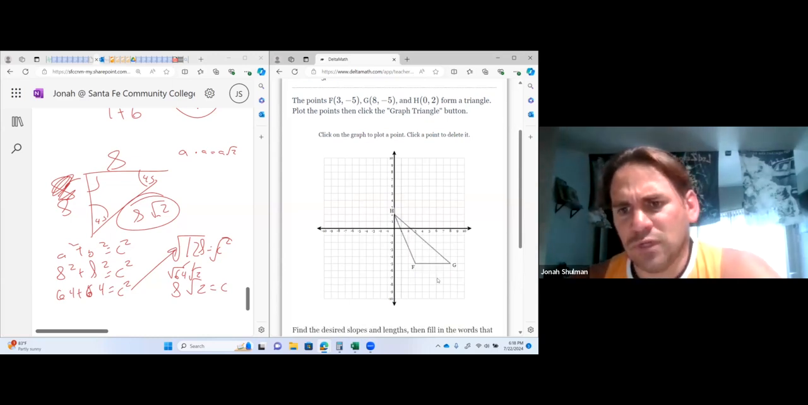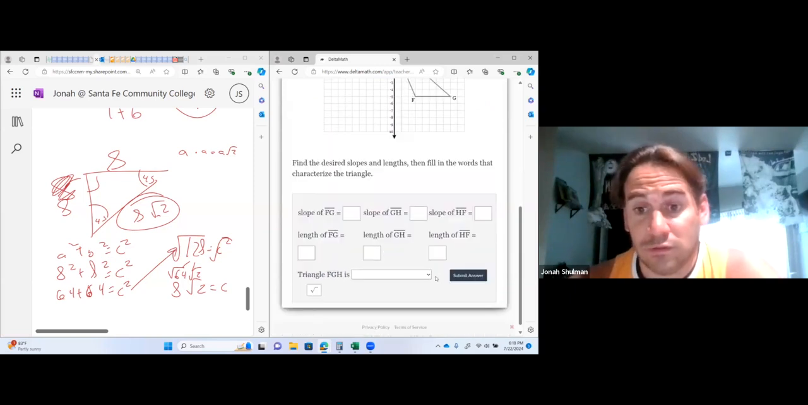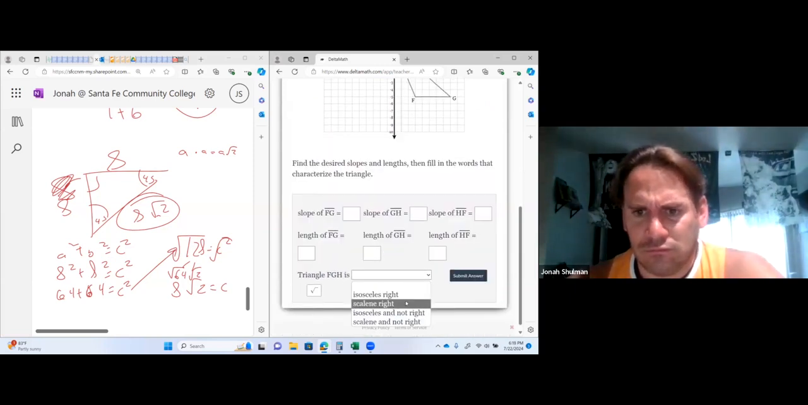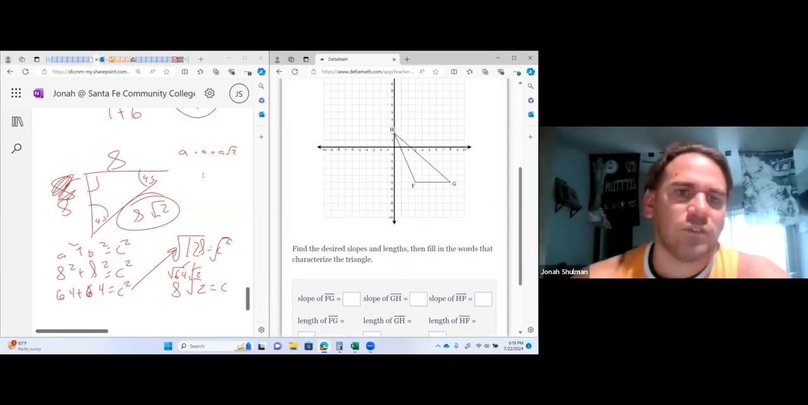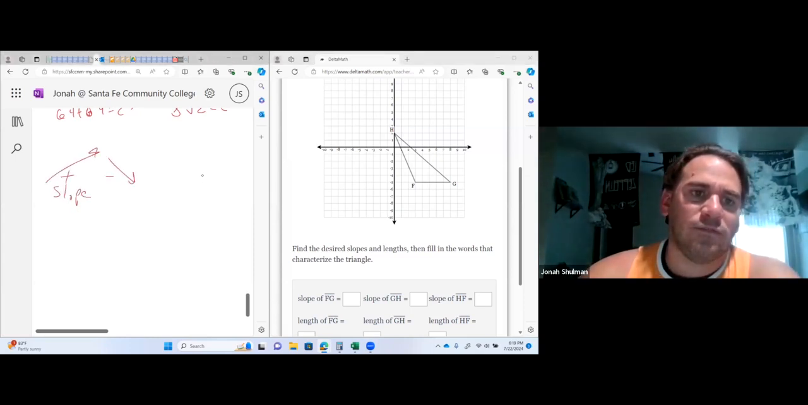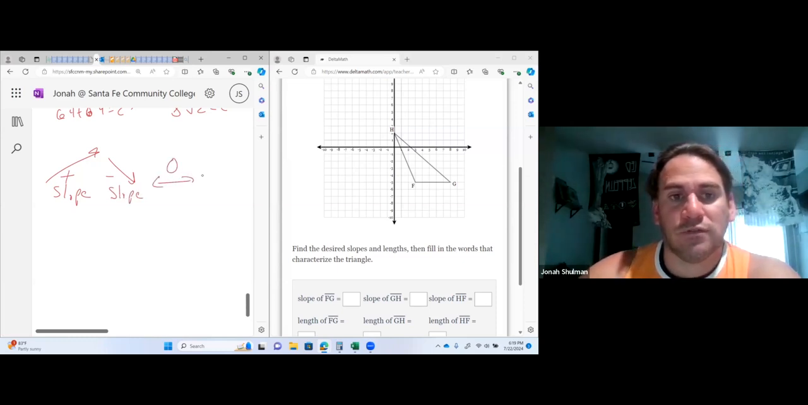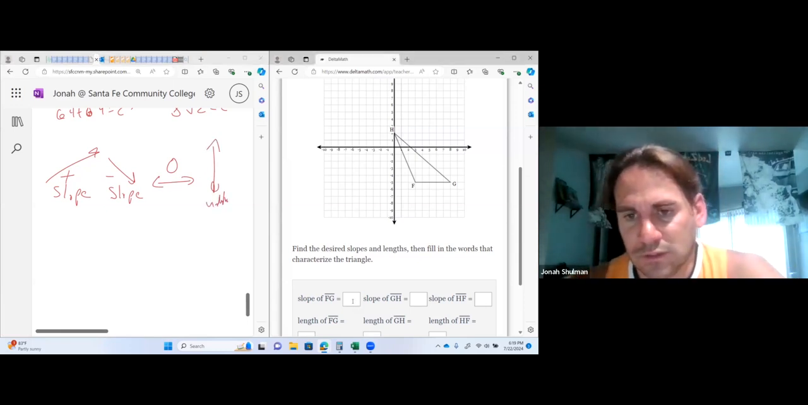This is an acute scaling. None of them are the same. Oh, that's a lot. Scaling and not right. So for slopes, that's positive slope. That's a negative slope. This is 0 slope, horizontal, and this is undefined. When it's vertical, it's undefined. Now we want FG, it's horizontal, so that's 0.